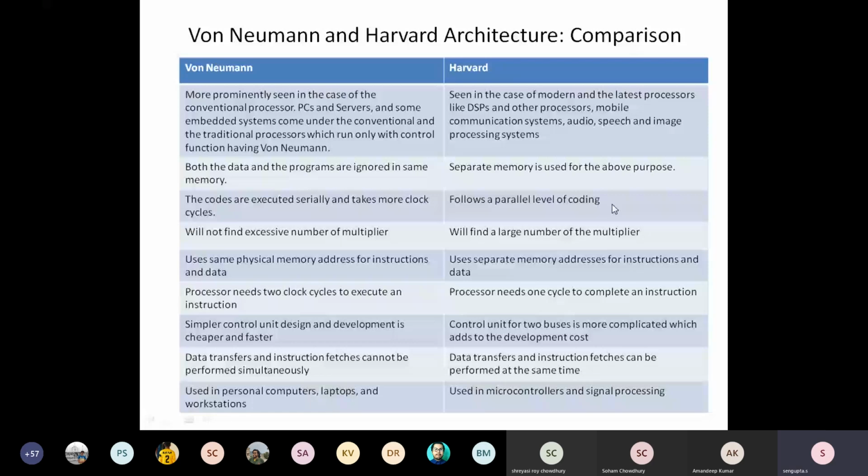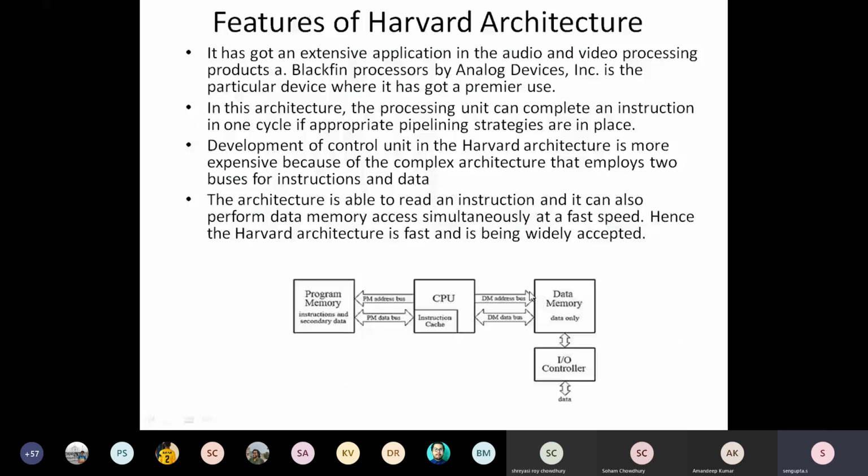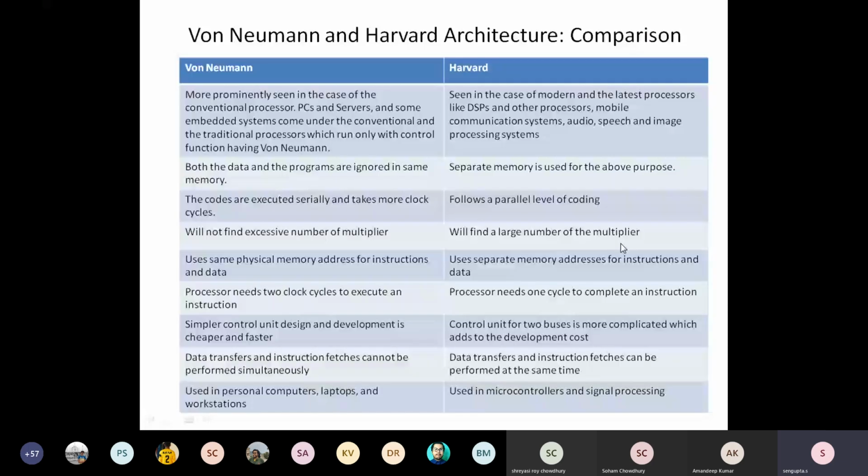Okay, we'll find a large number of multipliers. So more processing will find an excess number of multipliers. These multipliers are very useful mostly for DSPs, because in DSPs you have to do a lot of mathematical operations. So that's what it does.